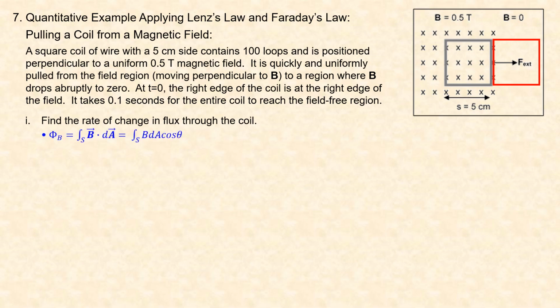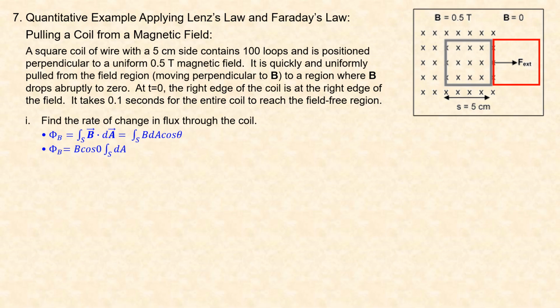So to figure out what the rate of change of flux is through the coil, let's start by getting an expression for magnetic flux. Okay, the surface integral of our field and this infinitesimal area vector dA. So you will notice here that when it comes to the cosine theta factor, theta, that is the angle between the field and that vector dA, is 0 degrees.